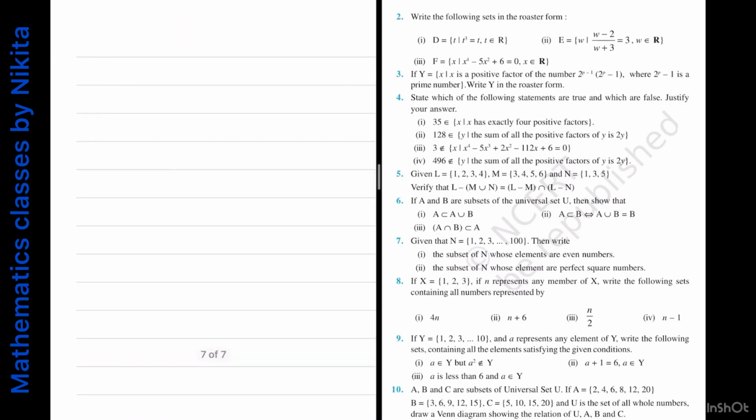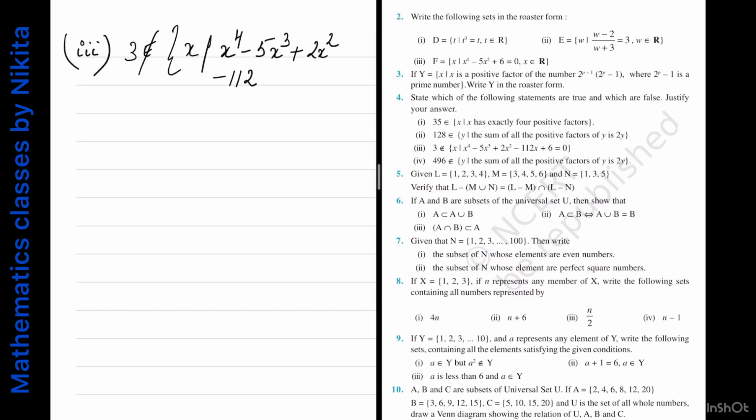Now let's see the next part. So the third part says that 3 does not belong to all those x such that x to the power 4 minus 5x cube plus 2x square minus 112x plus 6 is equal to 0. So you have to check whether this statement is true or false. So what we will do is, see, if 3 belongs to this set, that means 3 is a solution of this equation, this polynomial equation.